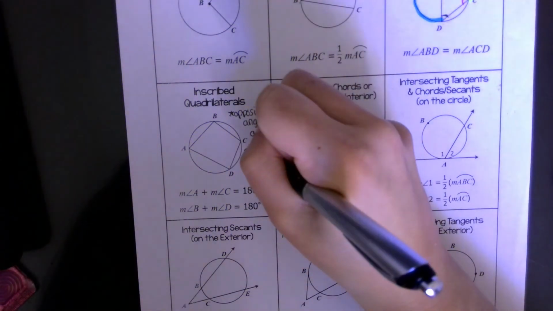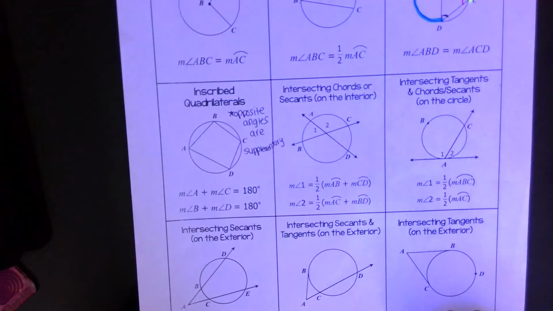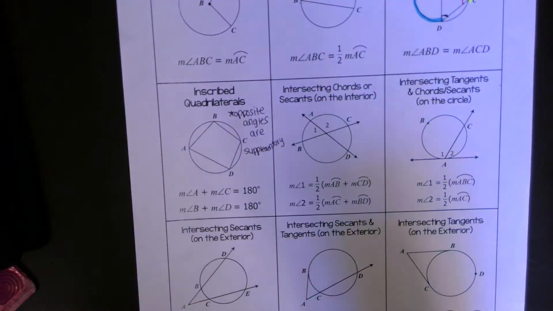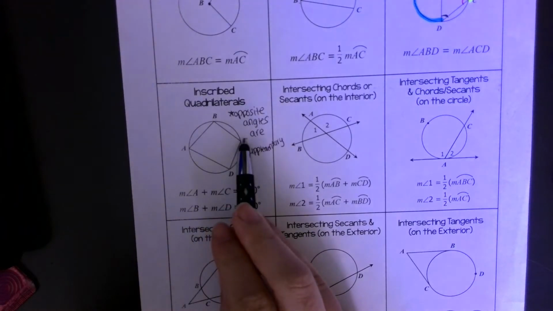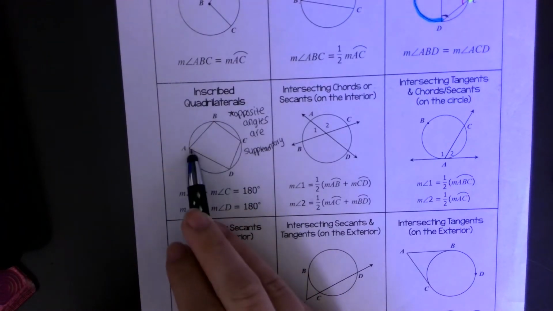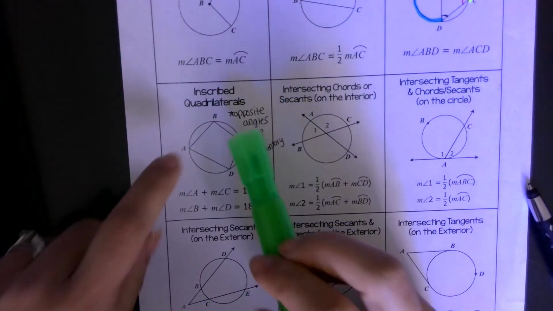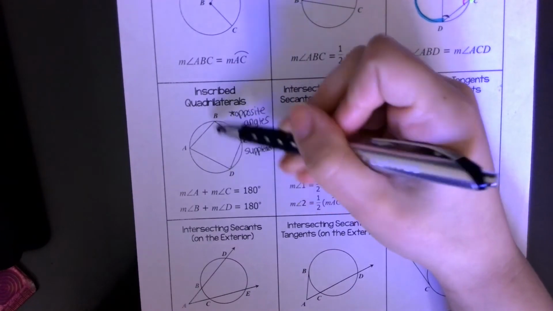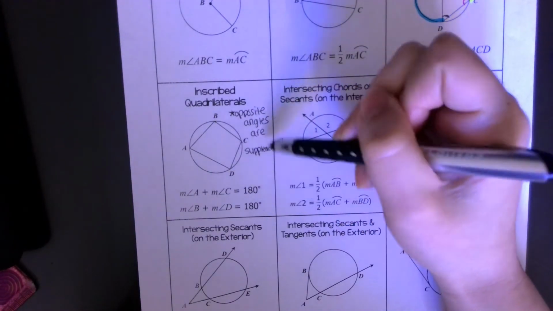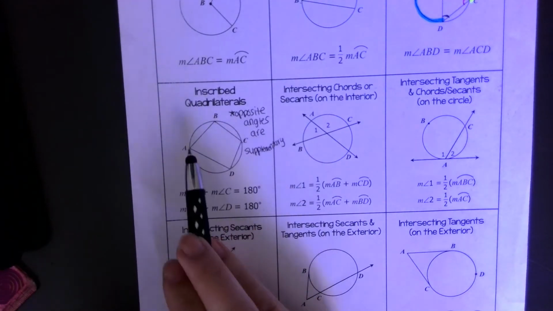Let me just write it down. Opposite angles are supplementary. So the opposite side of A is C. Angle A plus angle C will equal 180. Then the opposite angles, B and D, these angles are going to add up to 180. So opposite angles are supplementary when you have an inscribed quadrilateral.